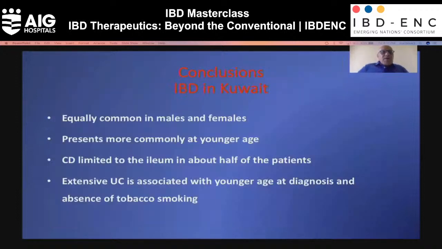In general, IBD is equally common in males and females. Crohn's disease presents more commonly at a younger age, and is often limited to the ileum. Extensive ulcerative colitis is associated with younger age at diagnosis and absence of tobacco smoking.